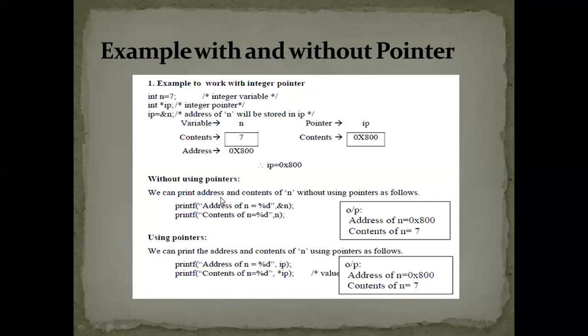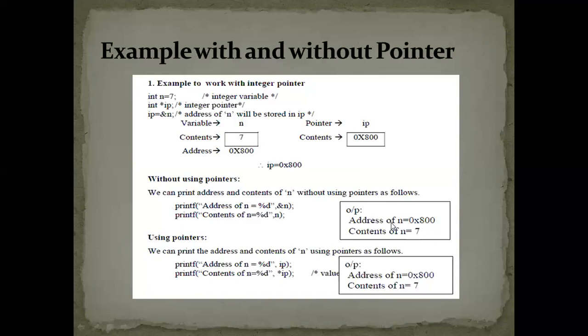We can print address and content of n without using pointers as follows. So this is a printf statement. Address of n is equal to %d. Whenever I use the term address, there must be an ampersand. Ampersand n. So the address will be 0x800.